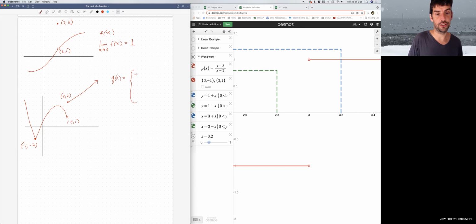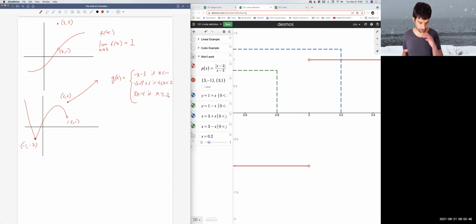So this is the function negative x minus 3 if x is less than negative 1. Negative (x minus 1) squared plus 2 if x is between negative 1 and 2. And then 3x minus 4 if x is greater than or equal to 2. Okay, so there's a picture of our function.